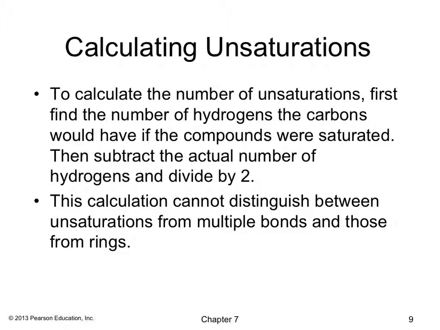To calculate the number of unsaturations, first you have to find the number of hydrogens the compound would have if it were saturated, then subtract the actual number of hydrogens and divide by 2. This calculation cannot distinguish between unsaturations from multiple bonds versus those from rings. It only tells you how many degrees of unsaturation you have.